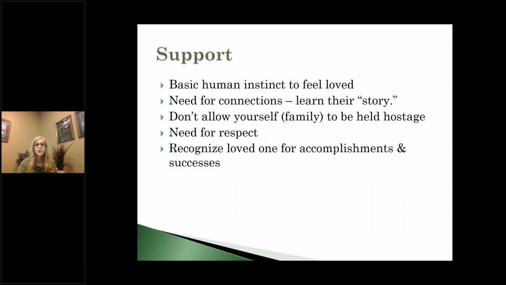And so it's important to just try to listen to the story. Again, listen as much as you possibly can. And that's going to open up the opportunity to rebuild those connections. And don't let your family or yourself be held hostage by this eating disorder.